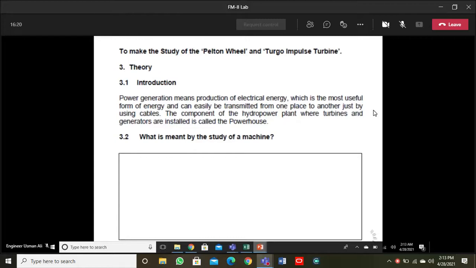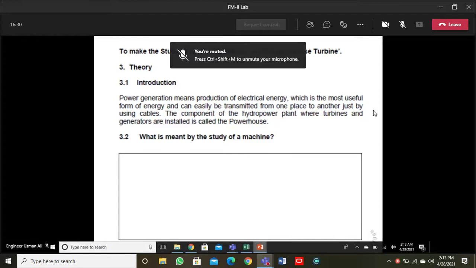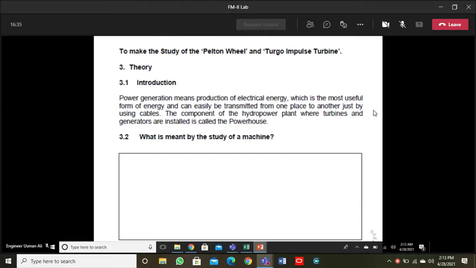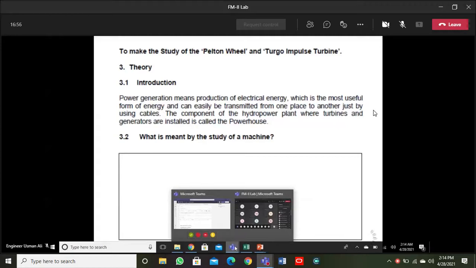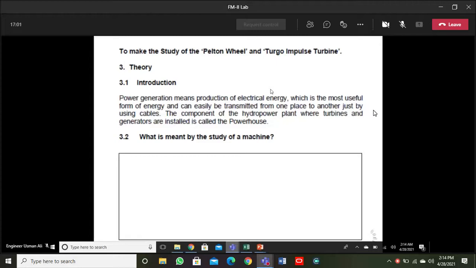Study of a machine means physical inspection of the machine, and as a part of the physical inspection, we learn the working of the machine that we are going to study, the components and the arrangement of the machine, the functions of each component of the machine, and the working of each component. So this is about the study of the machine that you have to carry out in this experiment.